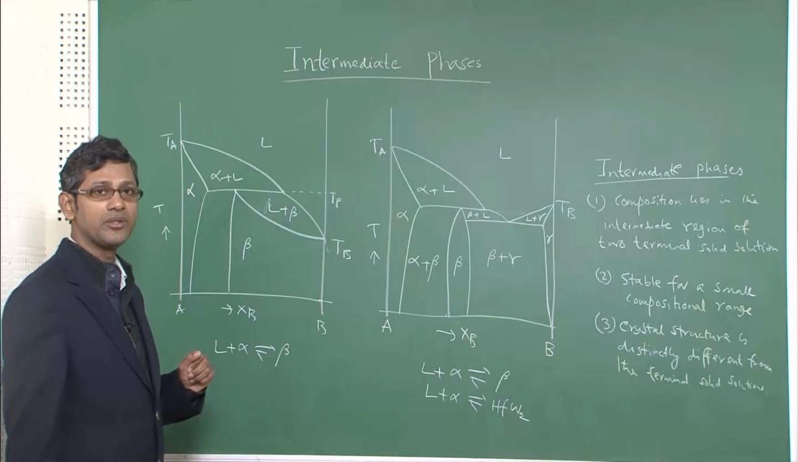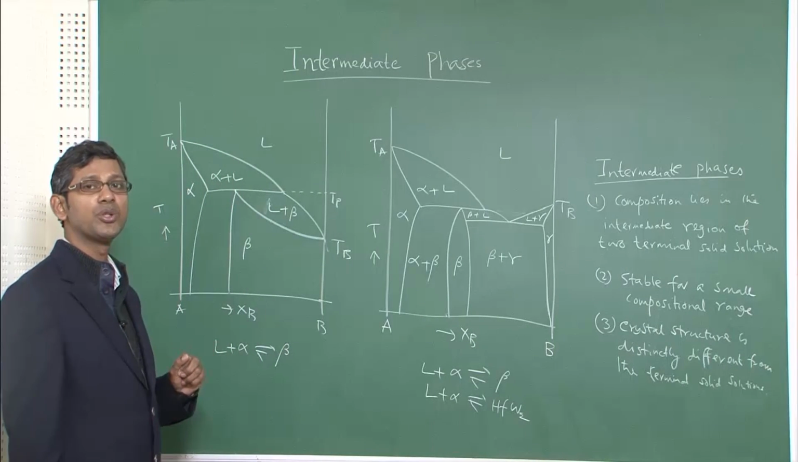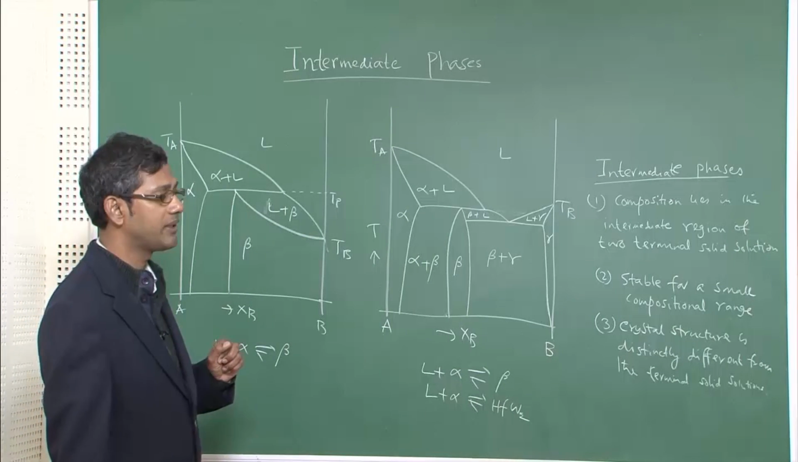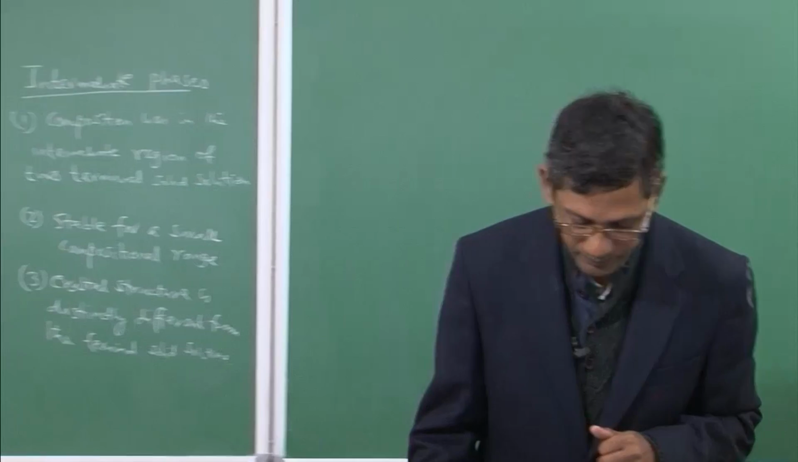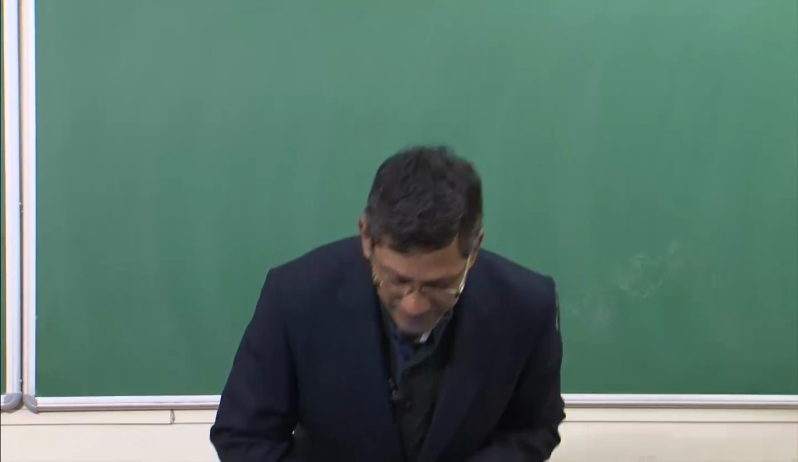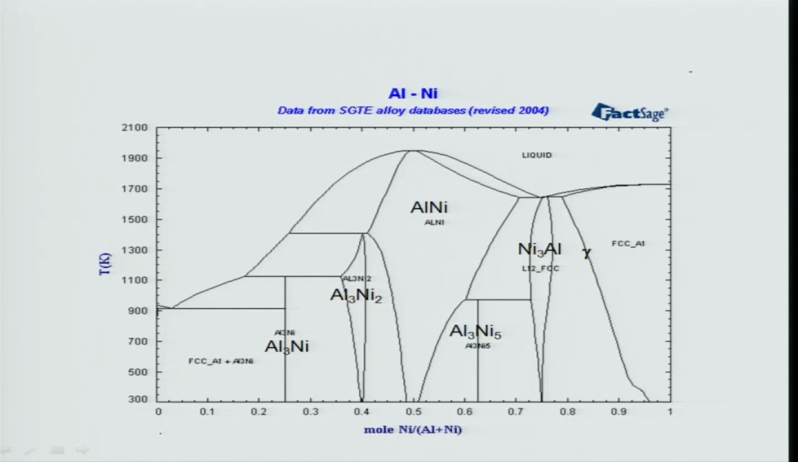Now, with this brief introduction I have given you, let me show you a few phase diagrams where such kinds of phases exist, and then we will discuss further. Okay, so let me take you through the phase diagrams. This is the first phase diagram I am showing you, aluminum nickel.